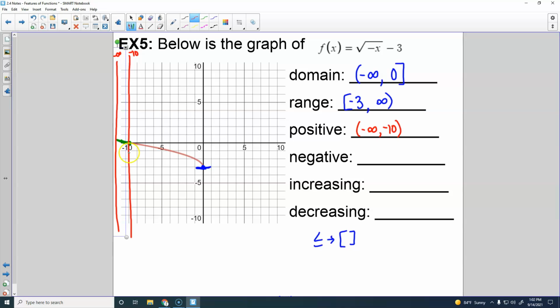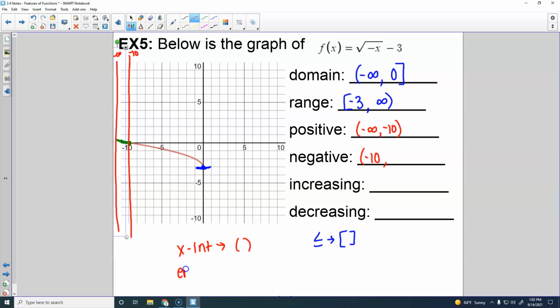I'm using a parenthesis here because at negative 10, my y value is 0. Y equals 0 right there, and 0 is not positive or negative. So for negative, I'd have negative 10. Again, use a parenthesis for that x-intercept. For these x-intercepts, use a parenthesis.